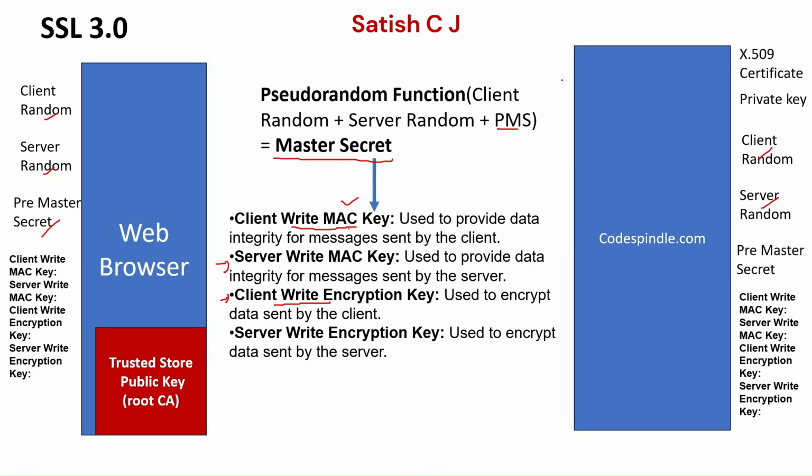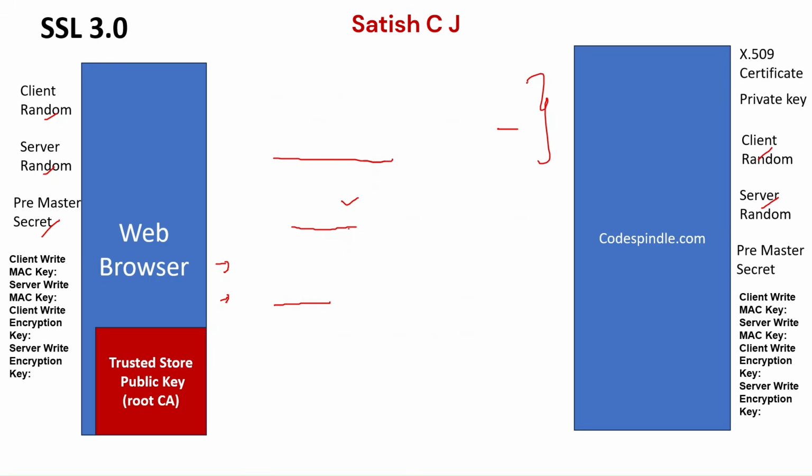And how do we generate the master secret? By passing the client random number, server random number, and the pre-master secret to a pseudo random function. So that nearly completes our handshake phase.